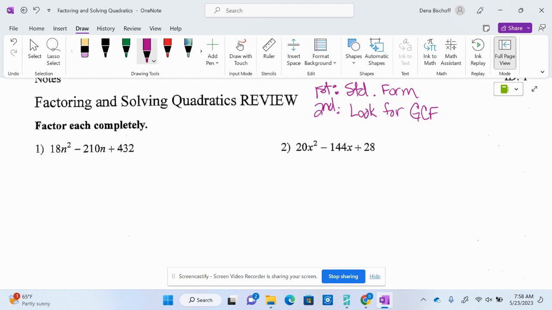what you can do is go to your calculator and type in under y equals 18 divided by x. That would be the y1 column. Y2, type in negative 210 divided by x. And y3, type in 432 divided by x. We are looking for a common factor, and we want to find the biggest one, the biggest number that divides all of those numbers.